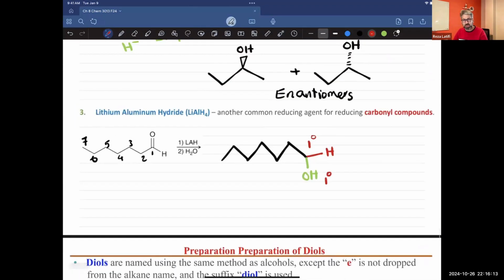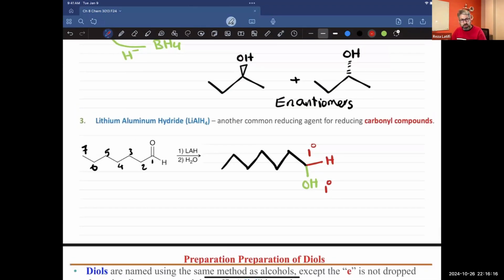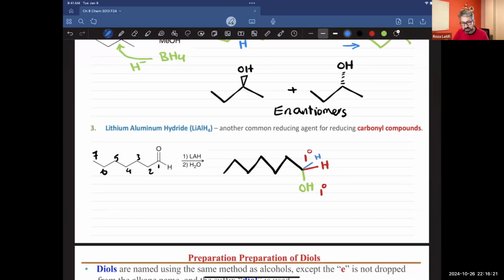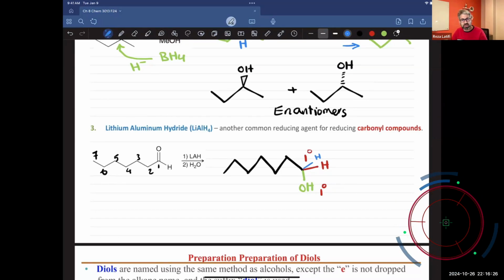And because we have a primary alcohol, that means we have 2 hydrogens technically there. We're not going to have a stereocenter on that carbon. Okay, I'm going to stop the lecture here, and thank you very much.